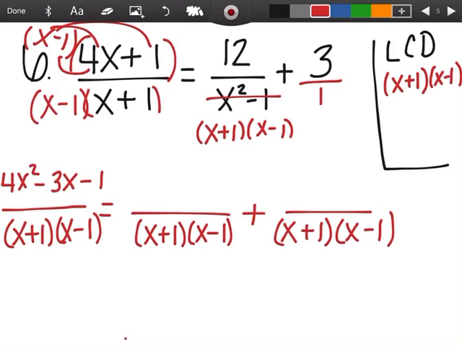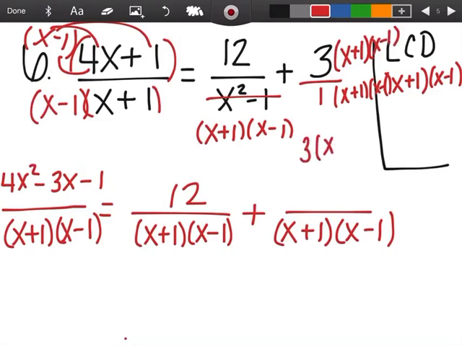In the middle fraction here, what am I missing in the denominator? The answer is nothing. So I don't need to multiply by anything. It just stays 12. And then in the third fraction, what am I missing? I'm missing both the x plus 1 and the x minus 1. So I can choose to go in any order. When I take 3 times x plus 1 times x minus 1, we know that x plus 1 times x minus 1 ends up being x squared minus 1 if you were to FOIL that. So when I distribute that 3, I get 3x squared minus 3.